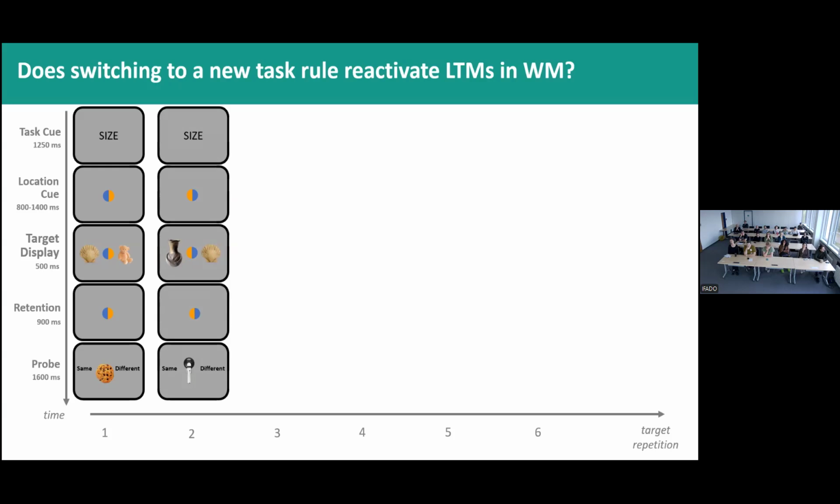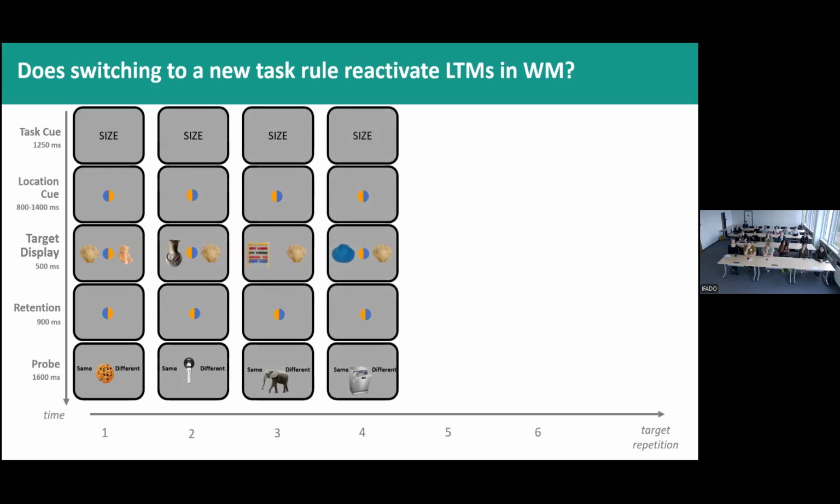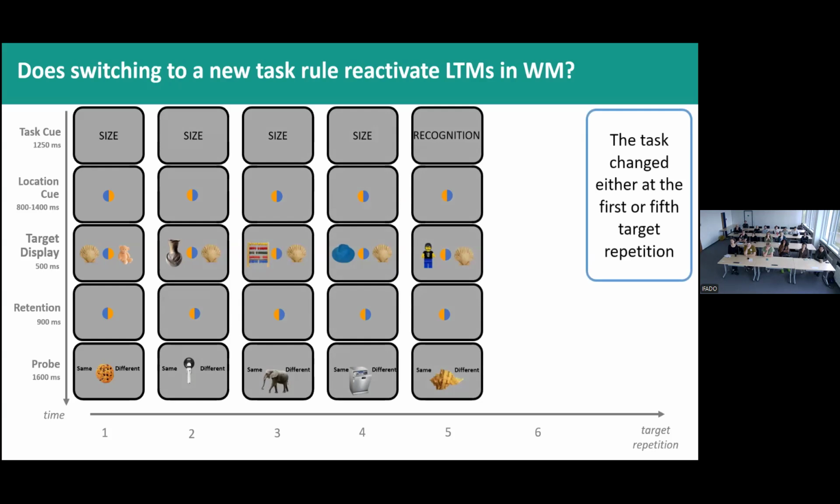So again, they have to remember the seashell. And at the end, they do another size comparison. In this case, the key is also small, so the correct answer is, again, same. The third repetition, they remember a seashell. The 4th time, they remember a seashell. And the 5th time, they're still remembering a seashell, but now the task changes to something else.